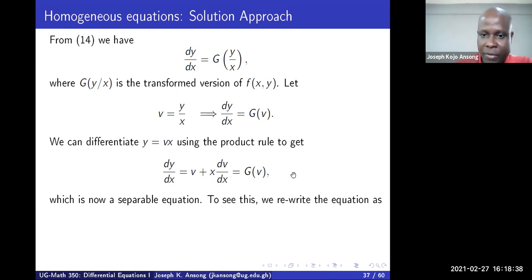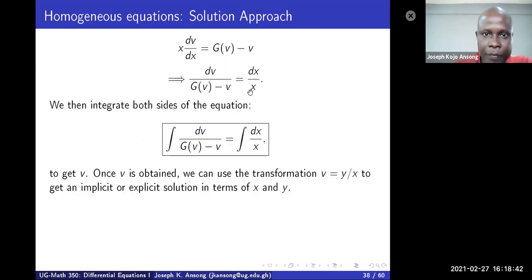So let's see how we do that. When v goes to that side, I'm going to have x dv/dx is equal to g(v) minus v, which means that I can bring the x's to this side and divide through by g(v) minus v, and I get this. So I have separated variables. That is the point of this procedure.